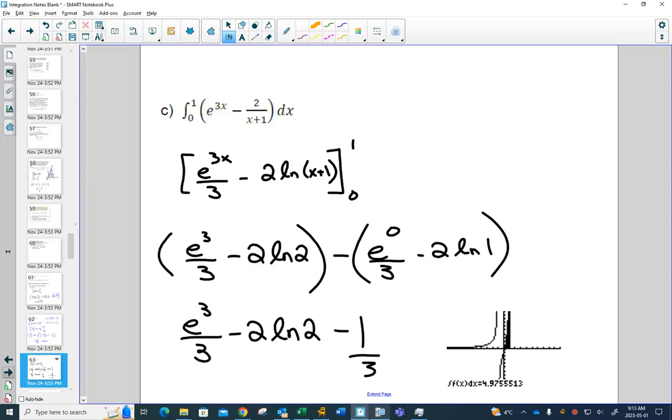Natural log of 1. A log of anything to the 1 is really asking, you imagine there's a little e as a base here, and you're trying to solve for the exponent. E to what exponent is 1? Well, anything to the exponent of 0 is 1. So this part equals 0, and you would just have 1/3 minus 0. So the second part just becomes minus 1/3.